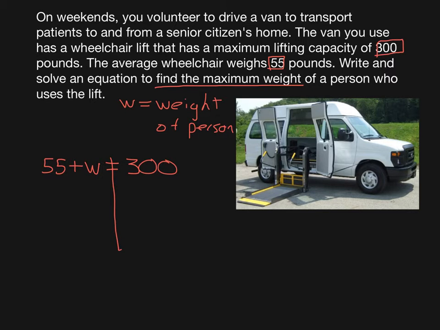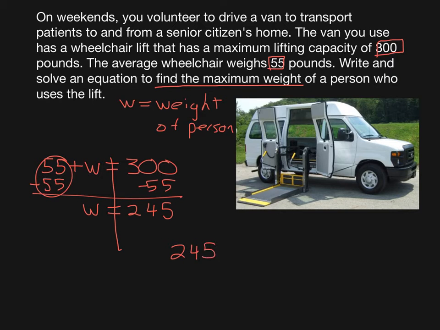Now to solve this, this is addition here, and this is a positive 55. So I'm going to subtract 55 from both sides. 55 minus 55 is 0. 0 plus W is W. W equals 300 minus 55, which is 245. So the answer to this question, the maximum weight of a person who uses a lift, is 245 pounds. And that abbreviation is LBS, which stands for pounds.